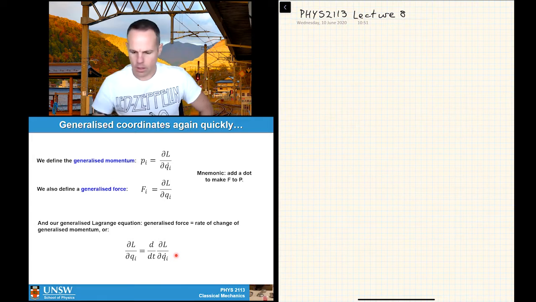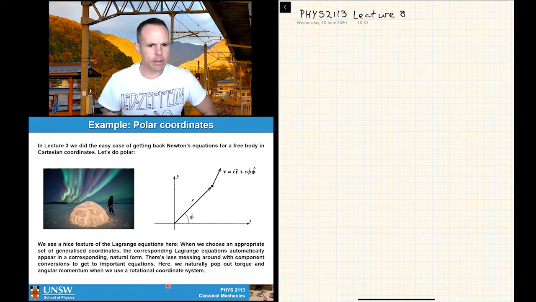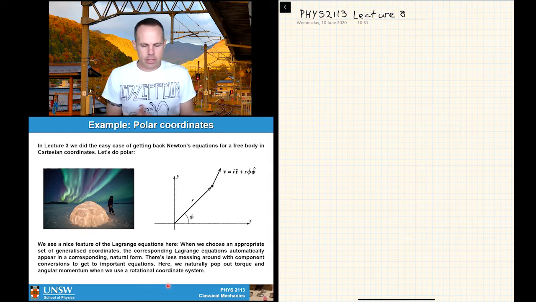So that's pretty much a recap of where we're at. In this half of the lecture, I want to do two things. First, I want to show you that this works for other coordinate systems in the same way that it worked for the Cartesian coordinates we did earlier. So we'll do Newton's equations for a free body, but this time in polar coordinates, and basically just show that it pops out Newton's second law for that system consistently. The other thing I want to address is constraints. So we'll use a pendulum to look at that.